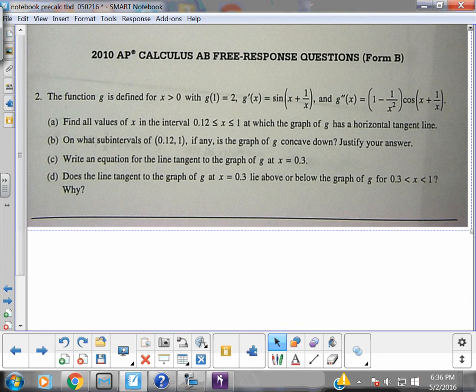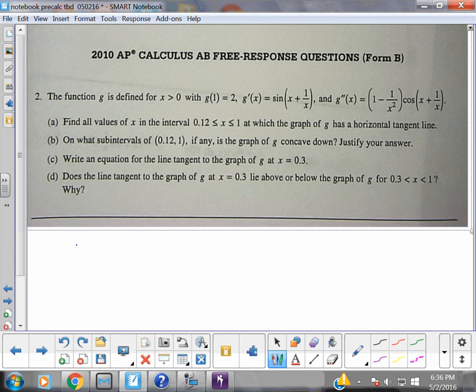2010, Form B, question 2, so this is a calculator problem. It gives the function g defined for x greater than 0 with an initial condition to start to think fundamental theorem of calculus. It gives g prime, and it gives g prime prime. You don't even have to find the second derivative from the first. Letter A, find all values of x in the interval 0.12 to 1 at which g has a horizontal tangent line.